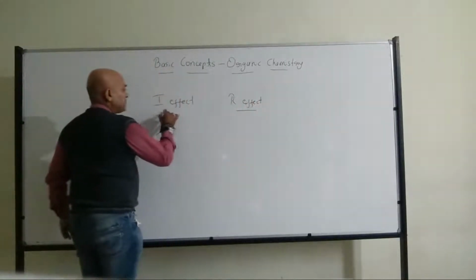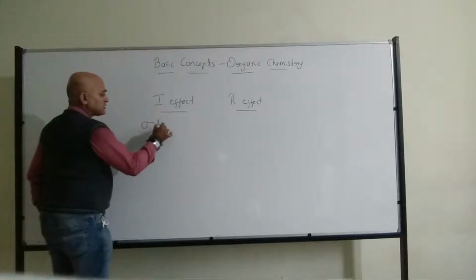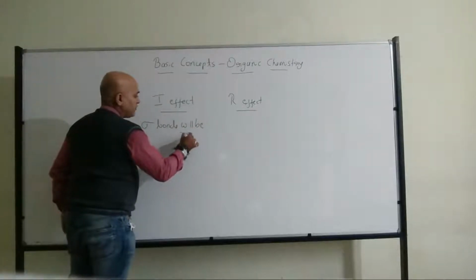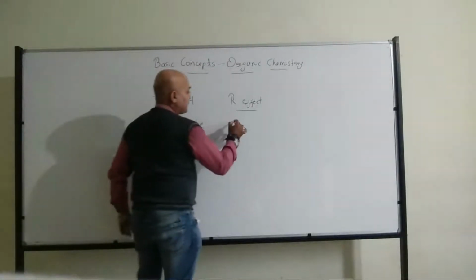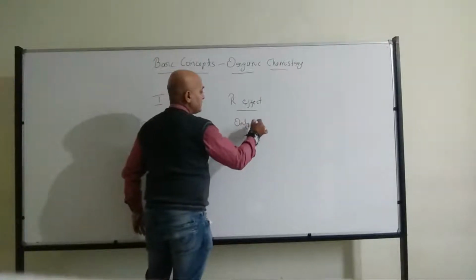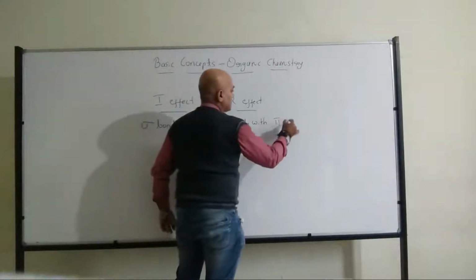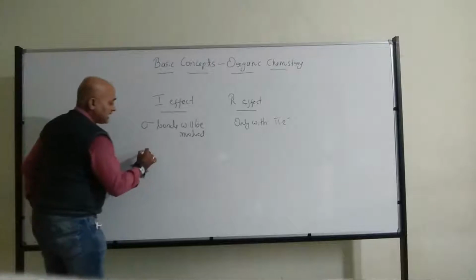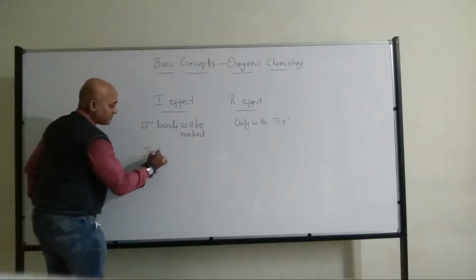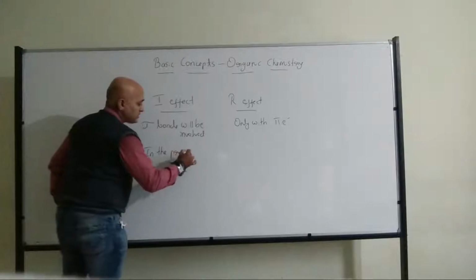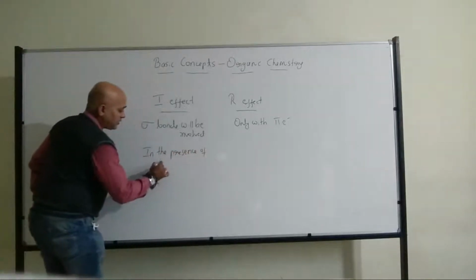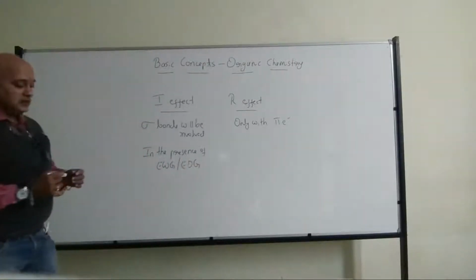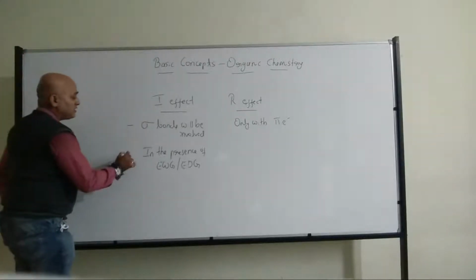Okay. So in one case, sigma bonds will be involved. But here only the pi electrons. Okay. So inductive effect can happen in the presence of electron withdrawing groups or electron donating groups.